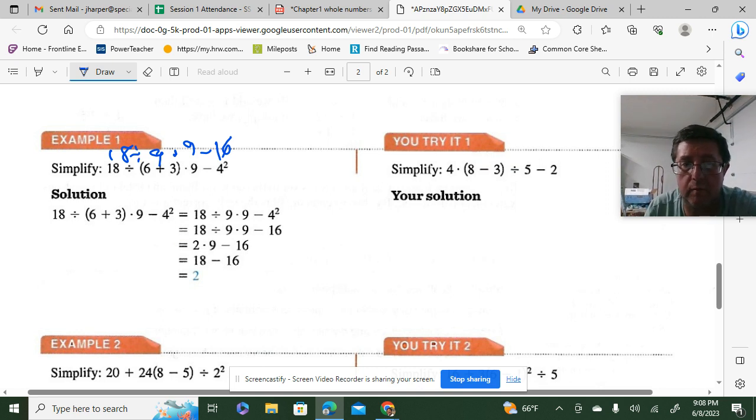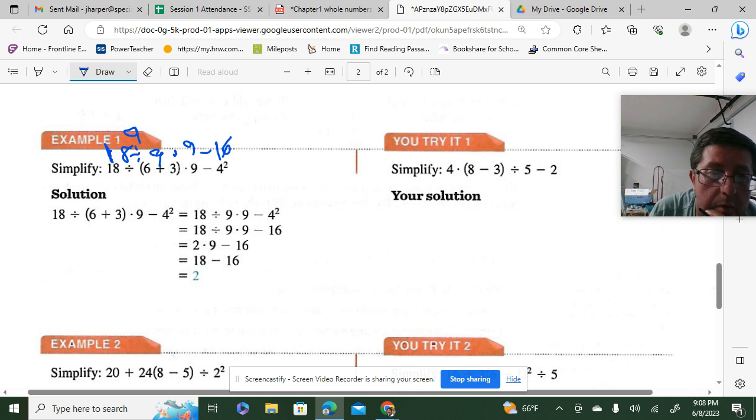So this we have to go left to right. Even if it's multiply and divide, those are just done left to right. Because you would think, well, I have to do the multiplication first. No, because the division comes first. Add and subtract is the same way.